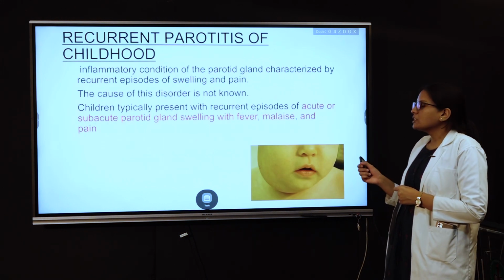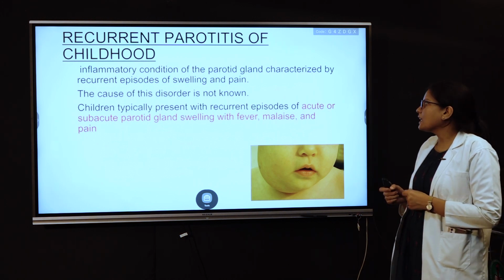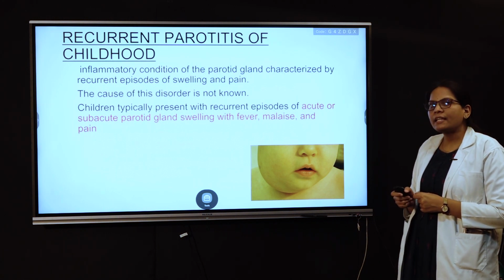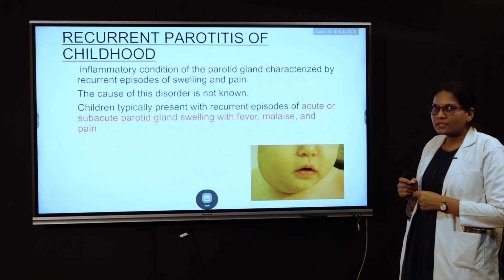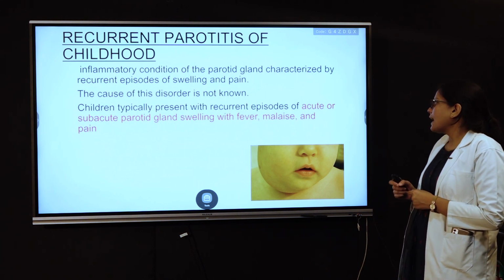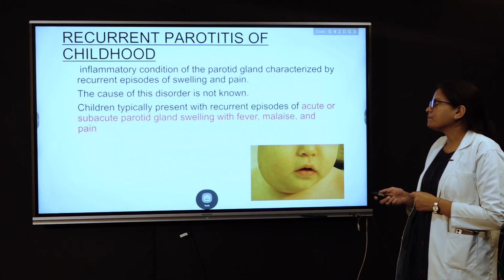This is a condition which is usually seen in children, that is the recurrent parotitis of childhood. It is an inflammatory condition of the parotid gland and is characterized by recurrent episodes of swelling and pain. The cause of the disorder is unknown, and children typically present with recurrent episodes of acute or subacute parotid gland swelling with fever, malaise and pain.